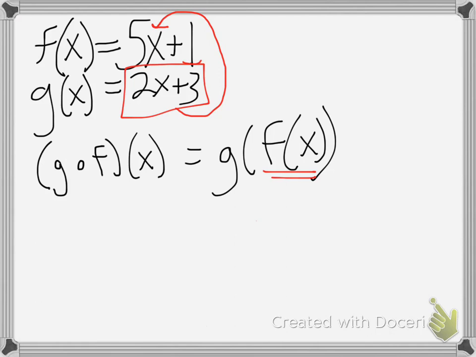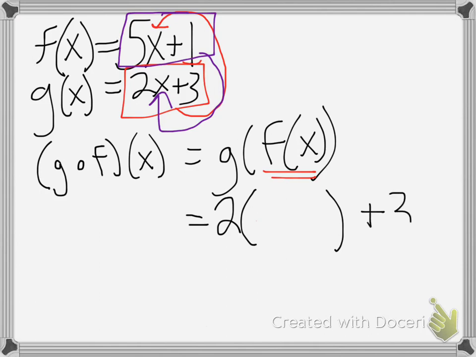So now, let me change the color. I'll do purple. Now I have to take f of x, this 5x plus 1, and replace it in the x of g. So I'm going to write now. g starts off with a 2. I put the 2. I see an x, so I'm going to open up a parentheses. On the outside, I'm going to put the plus 3. That's g. Inside the parentheses, I'm going to replace it with function f, which is 5x plus 1.